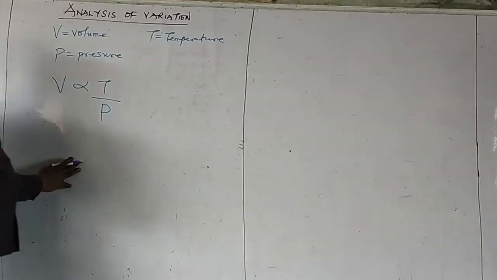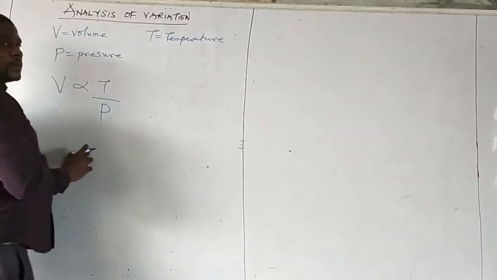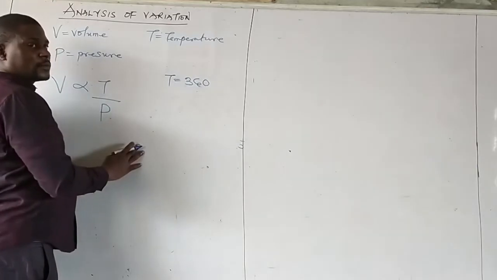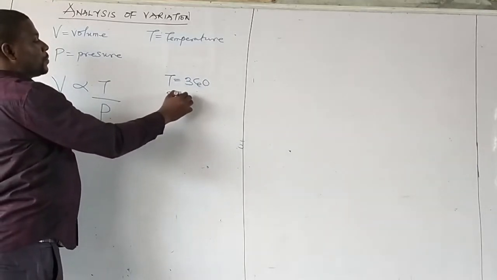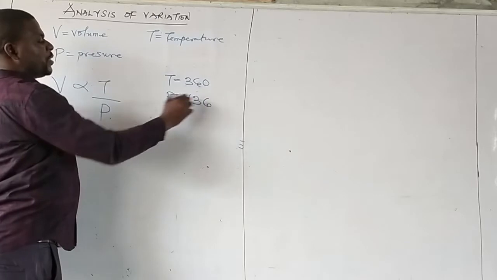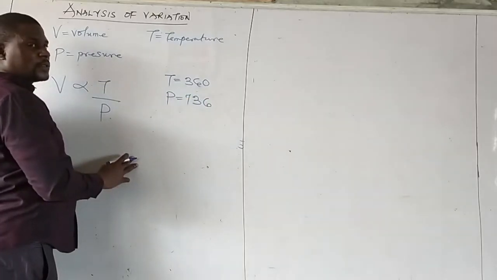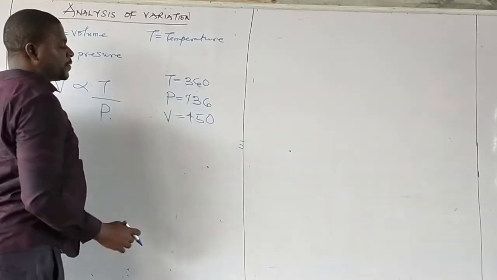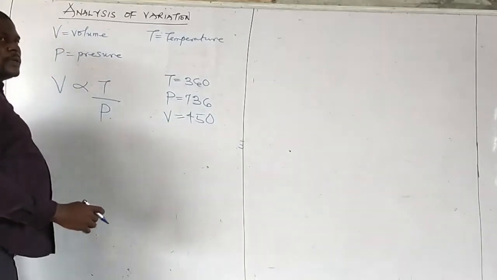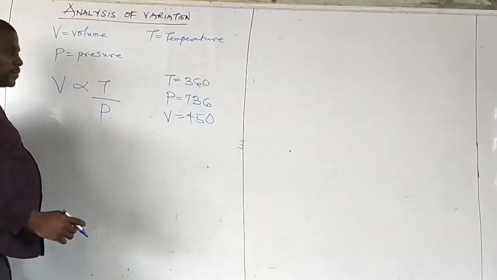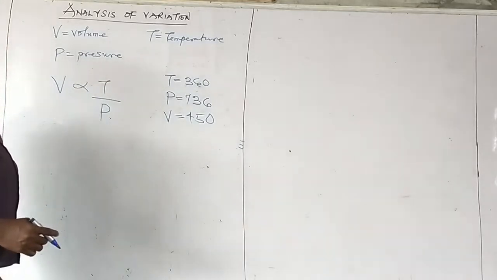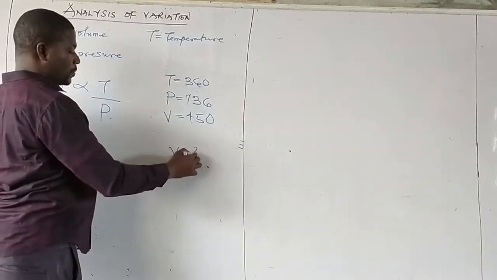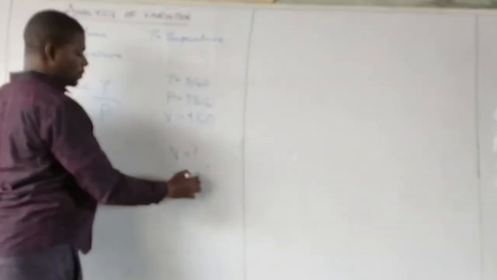And then at absolute temperature of 360 degrees, so that's T equals 360, and at pressure of 736 millimeters, P is 736, the volume is 450 centimeters cubed. V is 450 to the power of 3. Find a general formula and find the volume at absolute temperature 316 and pressure 960.